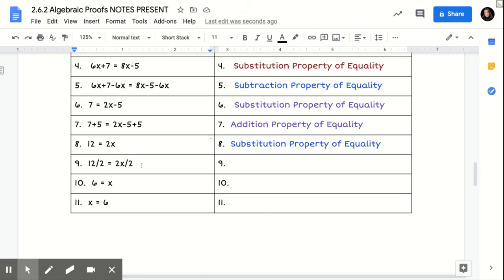Okay, from this step to the next one, both sides of the equation were divided by 2. So that would be the division property. And in the next step, they perform those operations. So performing the division on each side means we're replacing each side with something that it's equivalent to. So that would be the substitution property.